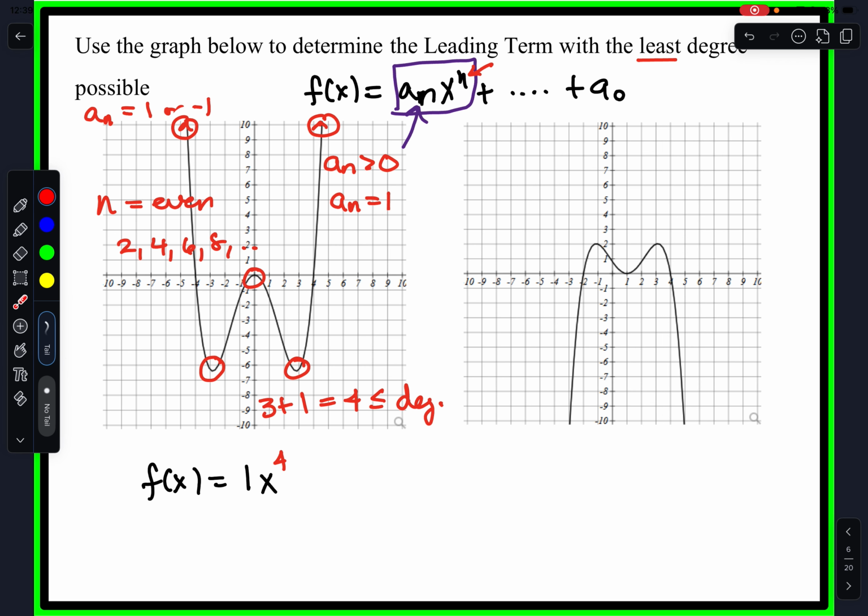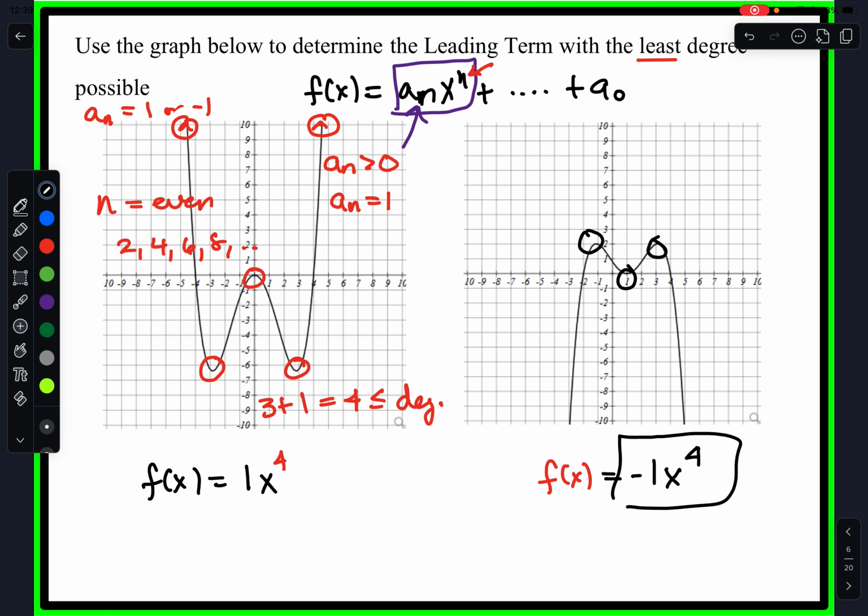So the same thing with this example. The idea again, what would be the least coefficient? Well, in this example, because the graph is going downwards, the only difference would be that the leading term would be a negative 1. And again, because we still have the 3 turns, 3 plus 1 is 4, the exponent would have to be 4. So this would be our answer here of what the leading term with the least possible degree would be.